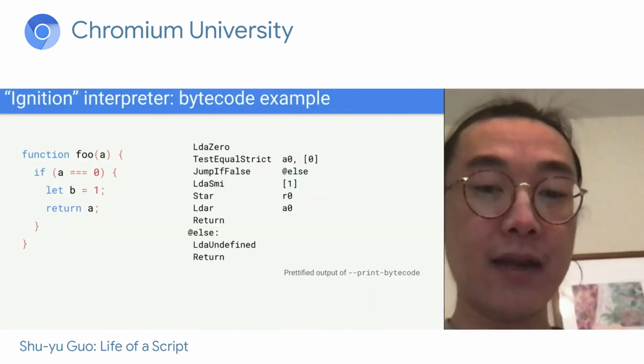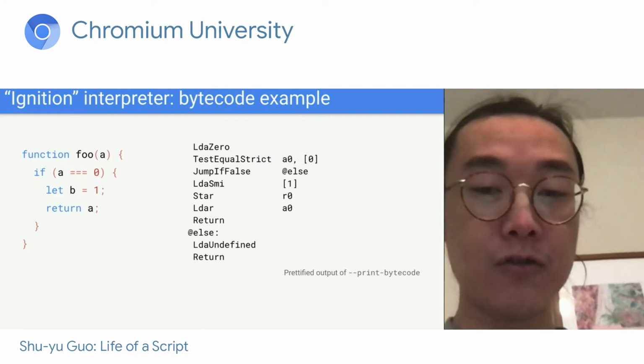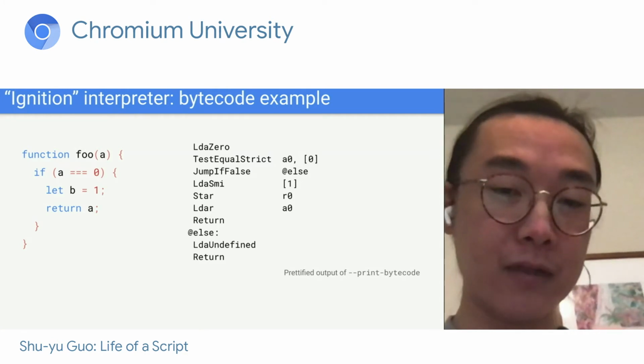You can see in the example that the compiler is not an optimizing compiler, right? The value B is obviously dead and not used, but it's still there in the bytecode. And this is actually desirable because the bytecode is the source of truth for downstream tools like DevTools and the optimizing compiler.